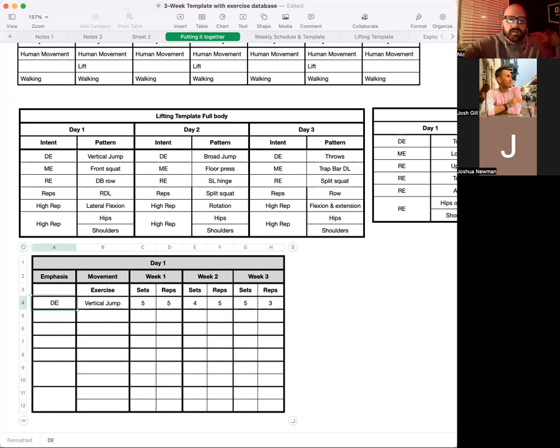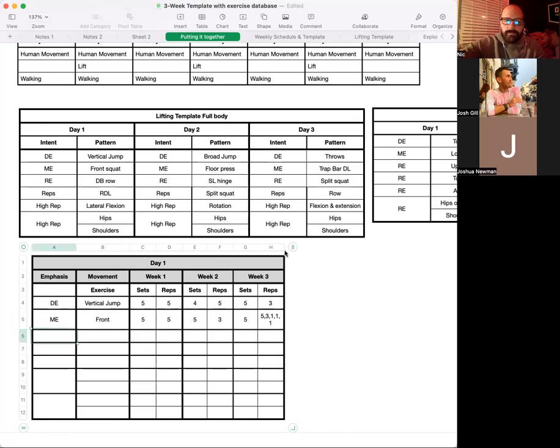Intense emphasis is dynamic effort. Number 2, so we said front squat. You can run like a normal 5-3-1. I think it's a great thing to run. So you got 5 by 5, 5 by 3, and then 5 by 5. Count 5, 3, 5, 3, 1, 1, 1.